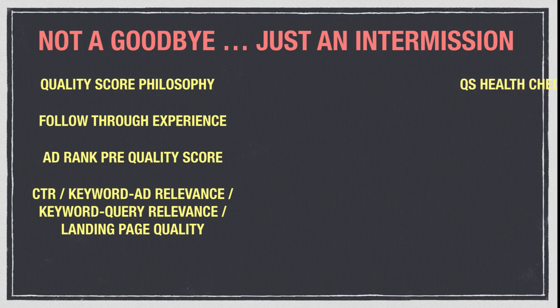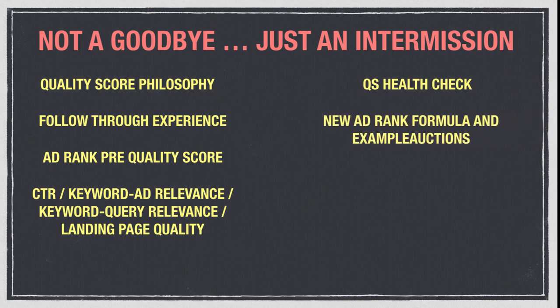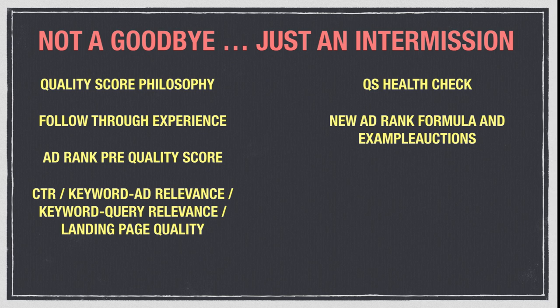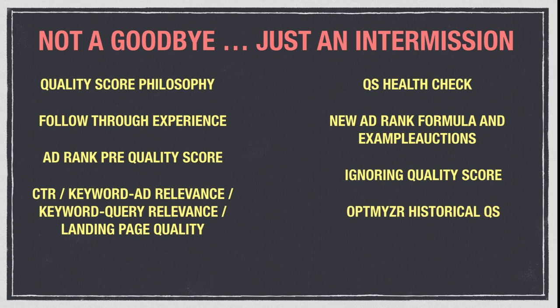We learned the general guidelines for determining the health of your quality scores. We analyzed how ad rank is currently calculated, and we saw how quality score affects your average position and your actual costs per click. We took a look at common scenarios when it's okay to ignore low quality scores, and we took a brief look at Optimizer's historical quality score tracker tool.